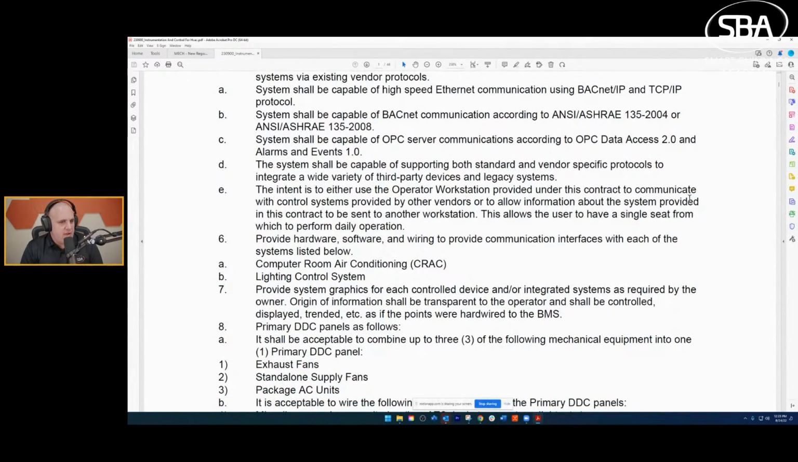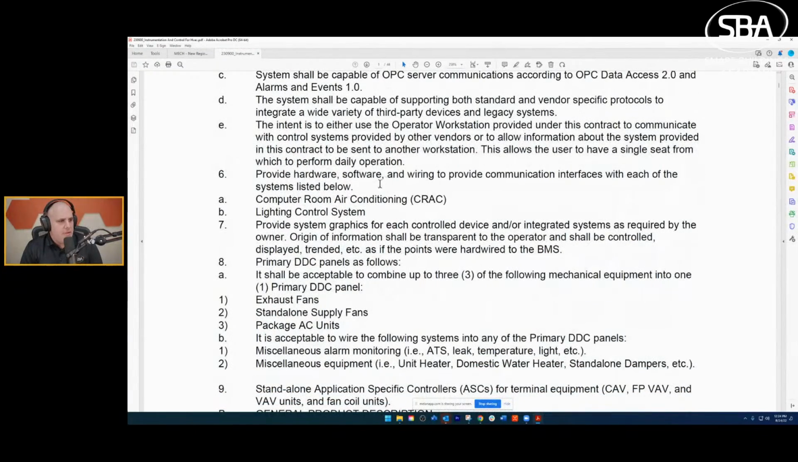I'm going to kind of skip down here and move into, all right, provide hardware, software, and wiring to communicate with each of the systems listed below. This is kind of my first red flag here that I really want to understand.